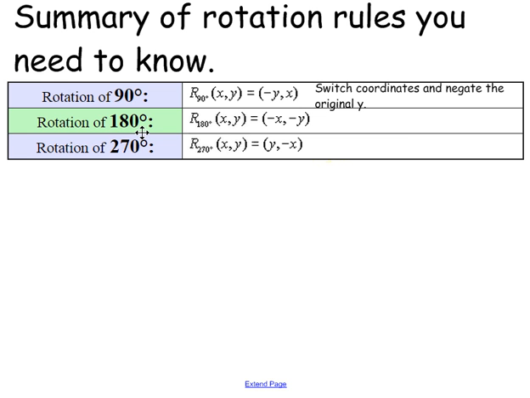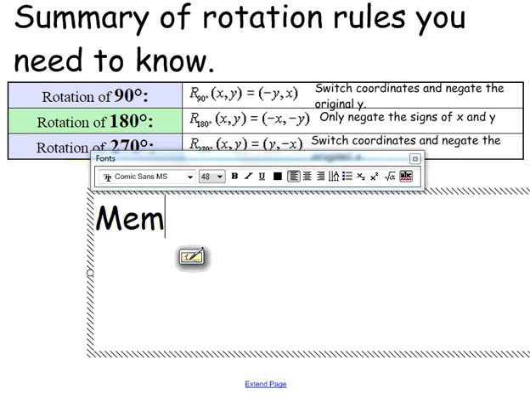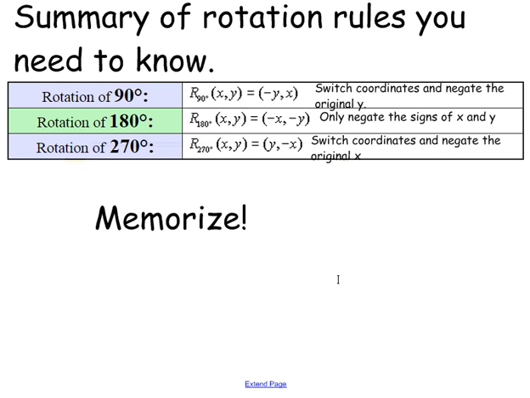When you rotate 180 degrees, you only negate the signs of x and y. So you're not switching anything, okay? You only negate the signs of x and y. And when you rotate 270 degrees, you're going to switch the coordinates and negate the original x. Okay, you have to memorize these rules because they are not provided for you on your Regents examination. And you are responsible for knowing these three rules.